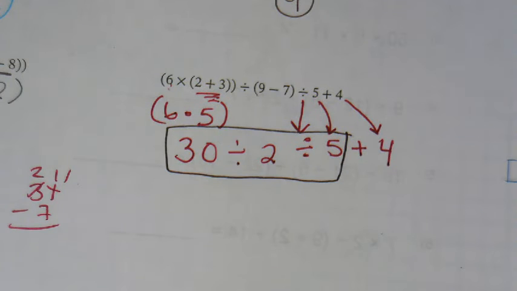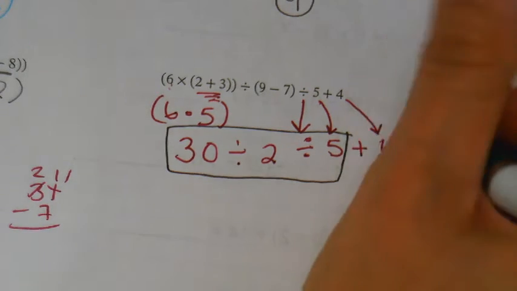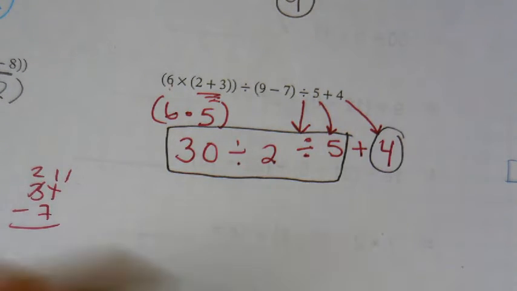Because one of my students last period, they added 5 plus 4. And I'm like, don't be adding 5 plus 4. The 5 doesn't belong to the 4. Oh yeah, I just have to circle the 4 by itself. All alone.